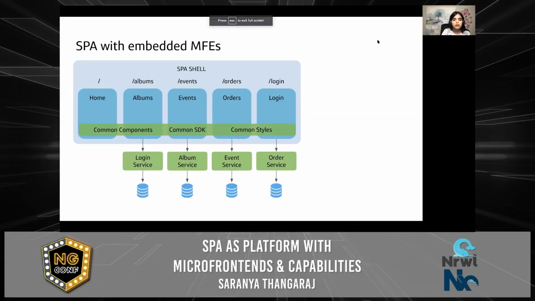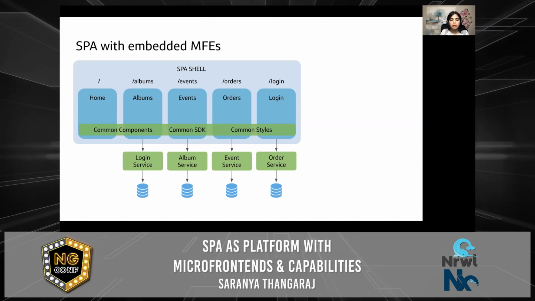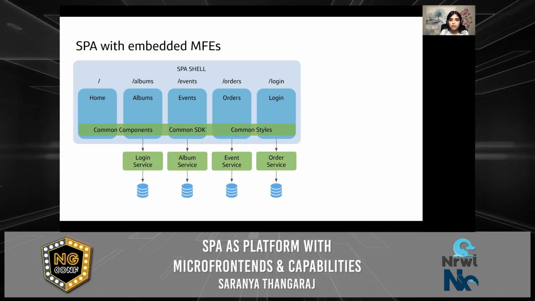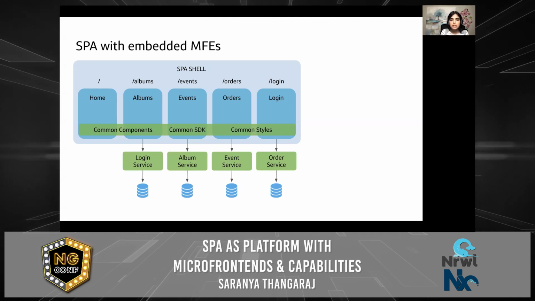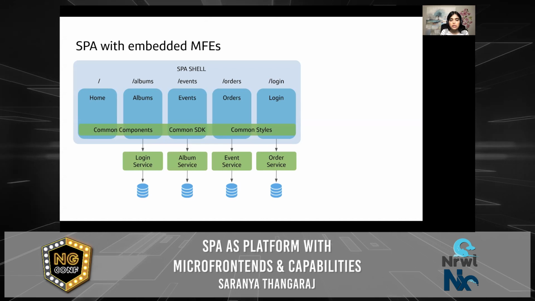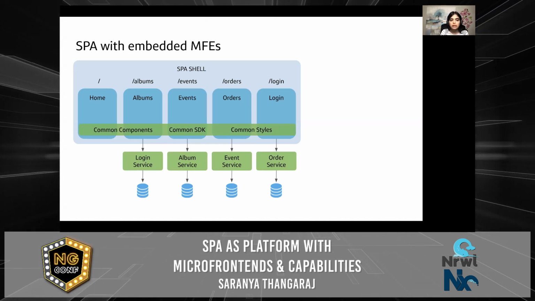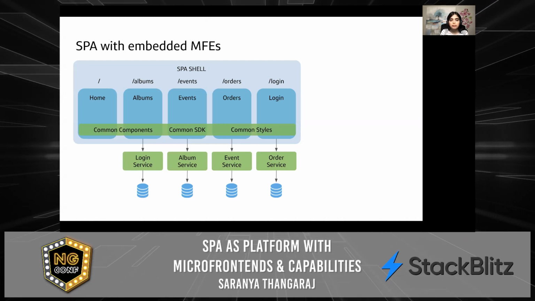And the next pattern that we are going to see is SPA with embedded micro-frontends. So in this case, there will be a shell application which will host other micro-frontends. The shell application is responsible for routing the traffic to different micro-frontends based on the route. The shell and all the micro-frontends will make use of the shared components, SDKs, and styles.